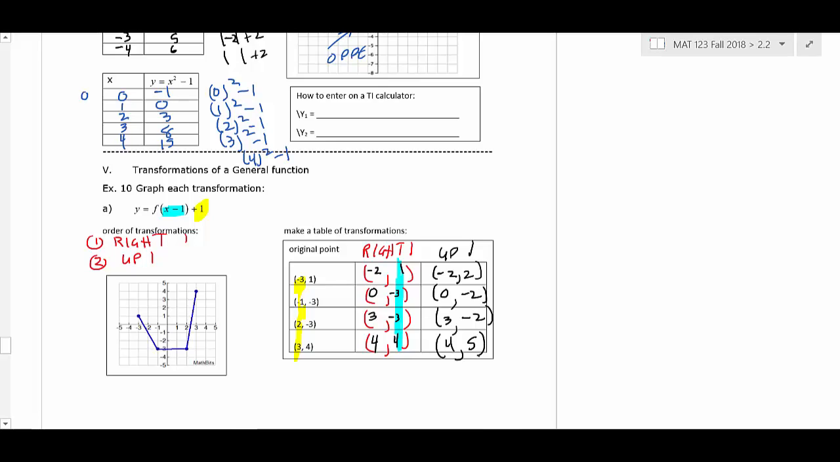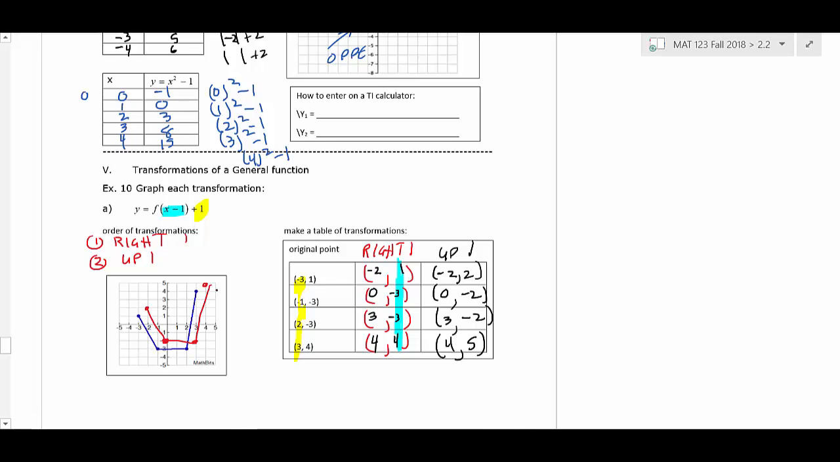If you plot those points, then you got it, okay? So this one right here, if you go ahead and plot your points, you have -2, 1 was a point. No, -2, 2. Sorry, I put the wrong thing on there. So you just plot -2, 2. Okay, then you would have 0, -2, and then 3, -2, and then 4, 5. Okay, and then just connect it into the same shape.